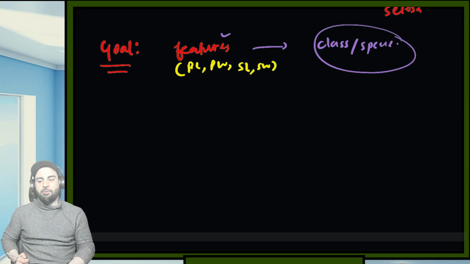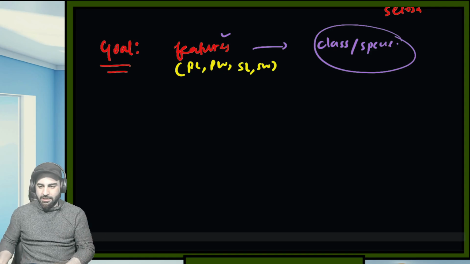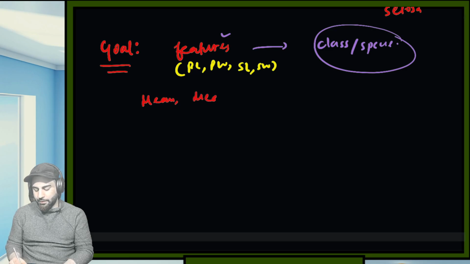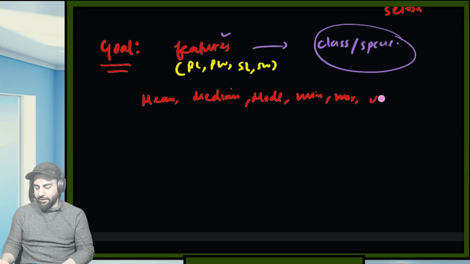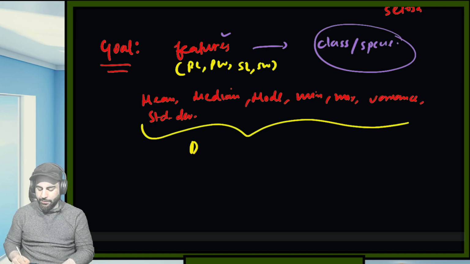Okay, in that we'll have descriptive statistics like mean, median, mode. I think we have seen this. Is there something else? Like, let's suppose minimum value, maximum value, then variance. We can have standard deviation. So all of these things are called descriptive statistics.